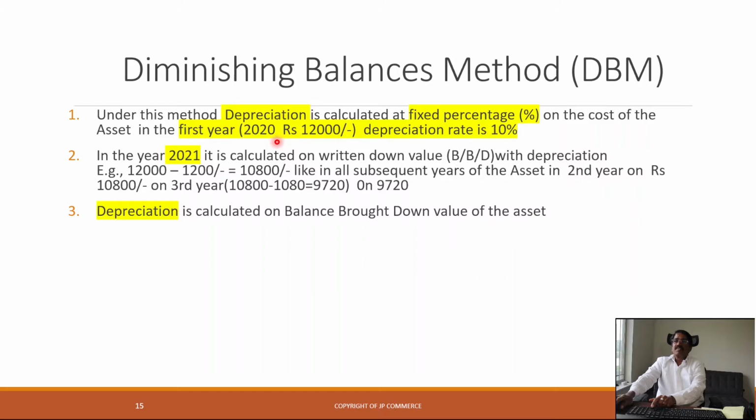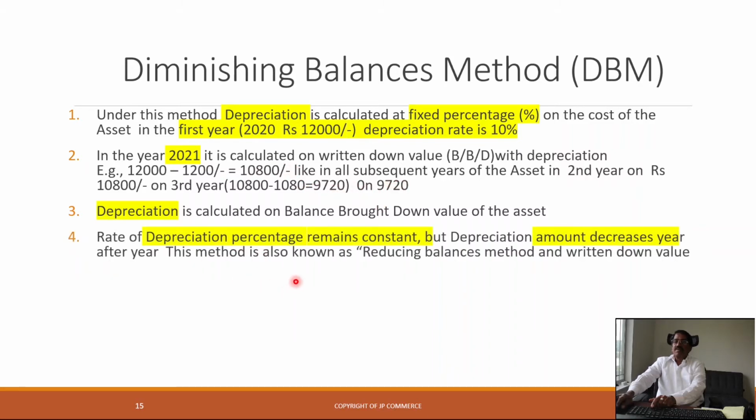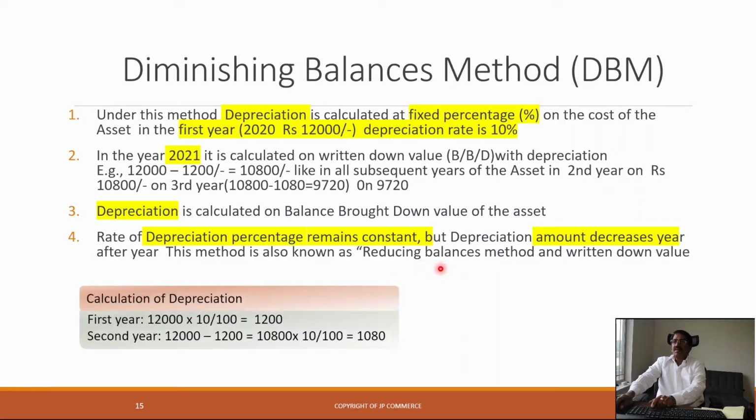So for the first year, the value of the asset is 12,000. In the second year, the value of the asset is 10,800. In the third year, 9,720, and so on. The rate of depreciation percentage remains constant, but the amount goes on decreasing year after year. This method is known as the reducing balance method or written down value method.